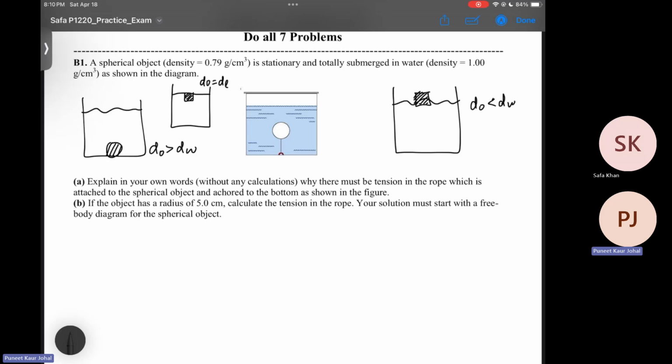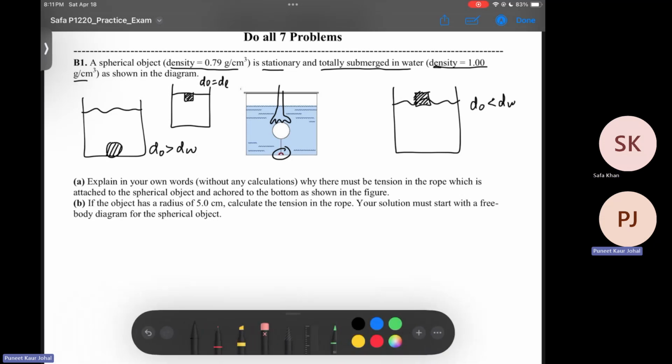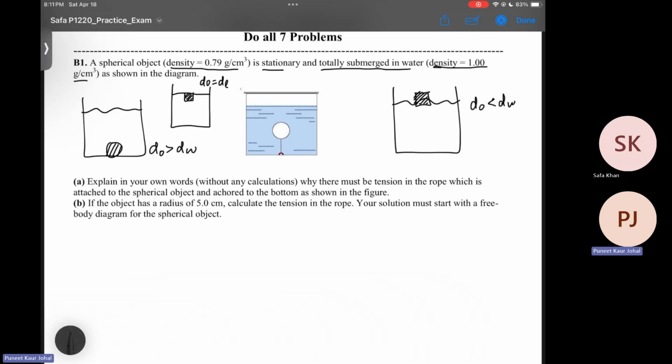In this problem, this spherical ball, you can see the density of it compared to that of water. It's actually lower, but it is stationary and it's totally submerged in water, which means maybe there's a hand pushing on it, keeping it completely submerged. Or actually, it could be this anchor, right? Actually, yeah, it's this anchor. I didn't see that first. It's this anchor and it's keeping it in the water.